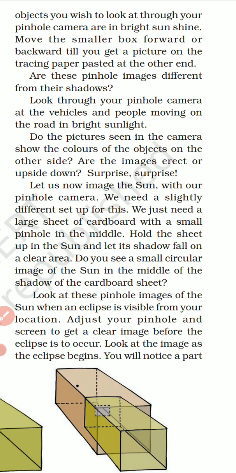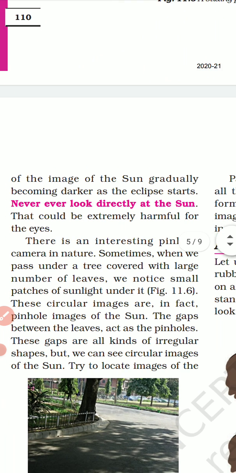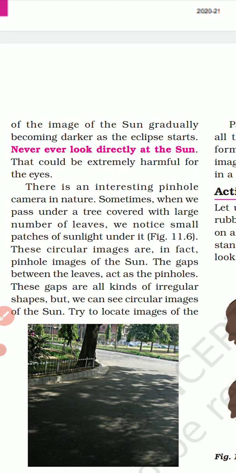Look at these pinhole images of the sun when an eclipse is visible from your location. Adjust your pinhole and screen to get a clear image before the eclipse is to occur. Look at the image as the eclipse begins. You will notice a part of the image of the sun gradually becomes darker as the eclipse starts.